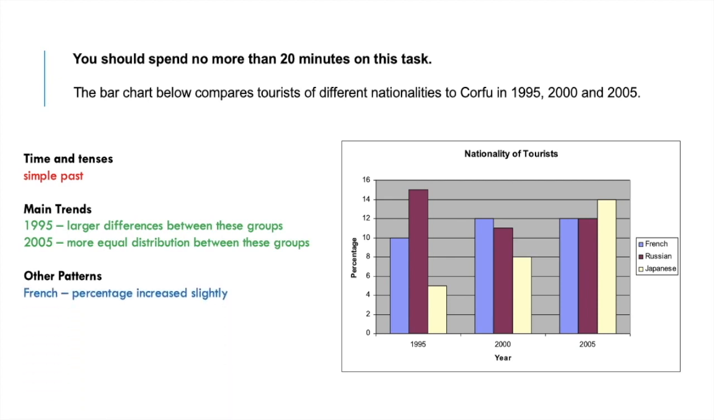Okay, so with the French, it's increased slightly. With the Russians, the percentage compared to 1995 has fallen slightly. Okay. And with the Japanese, the percentage here in 1995 and the value here in 2005, this value has tripled. Yeah, we can see from 5% to nearly 15%, so it's nearly tripled.